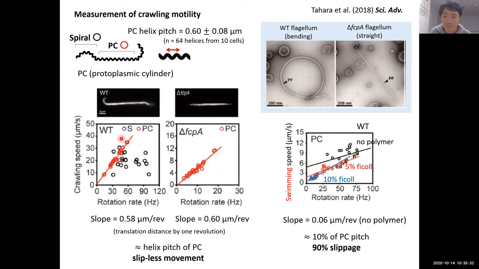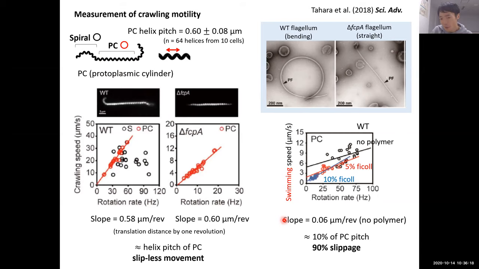In the case of the wild type, the rotation of this part is strongly correlated with the crawling speed. However, the spiral does not correlate with the crawling speed. Therefore, we conclude that the full spiral shape at the end is not required. Only the PC contributes to crawling motility. And delta FcpA, of course, shows a very strong correlation between rotation rate and crawling speed. Therefore, only the PC is required. This part is required for crawling.